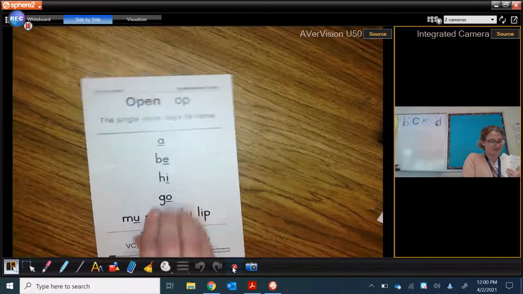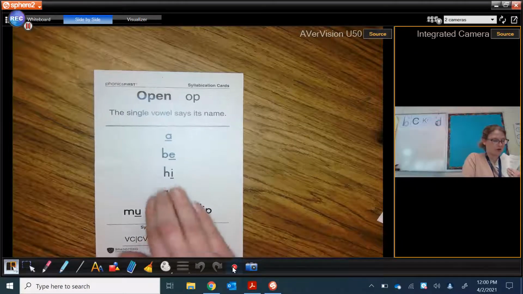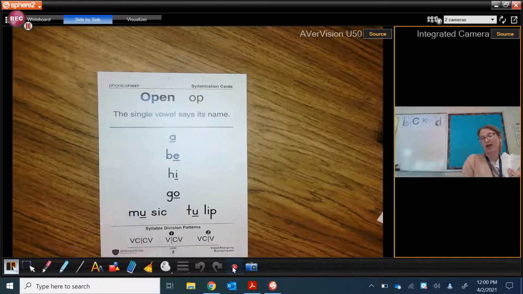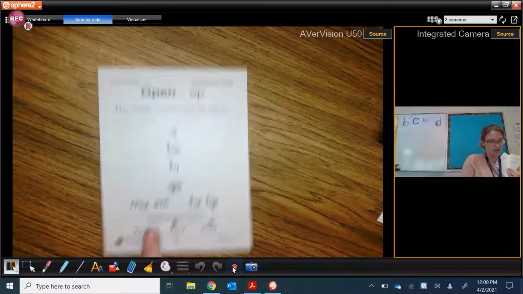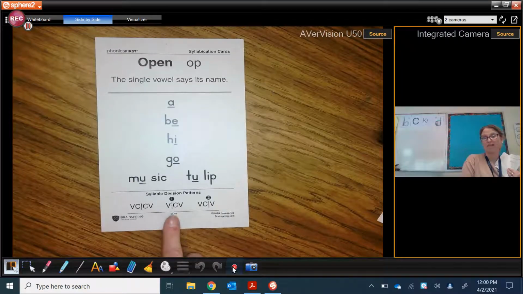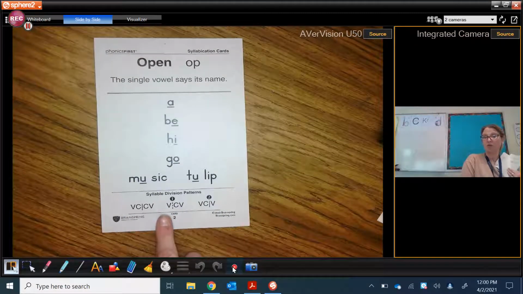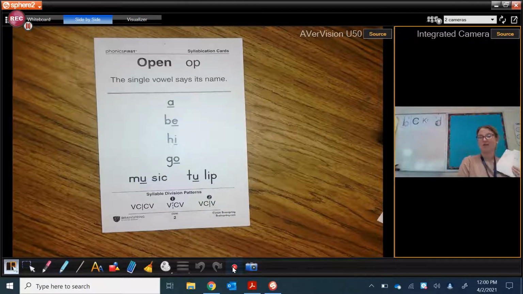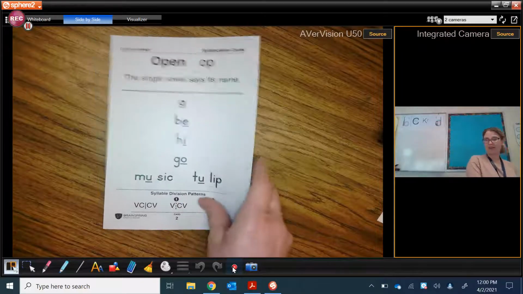Hi, go. We have mu as in music and tu as in tulip. And if you look at our syllable patterns, we try first splitting it between the vowel and the consonant, and then we try splitting between the consonant and the vowel. So we're going to look at these syllable types, okay?